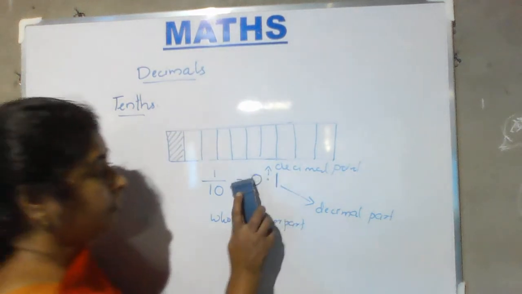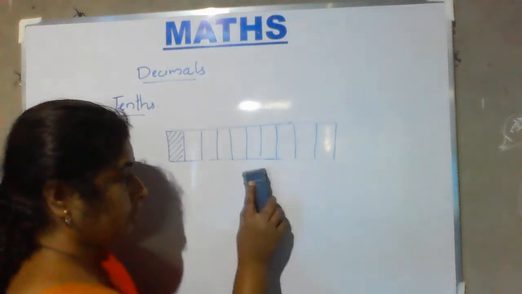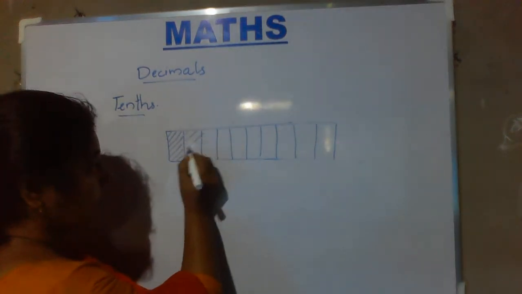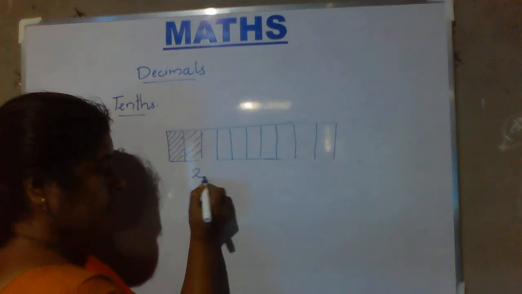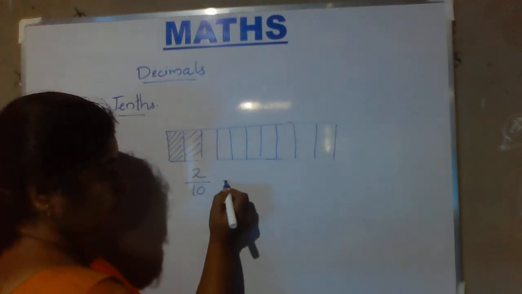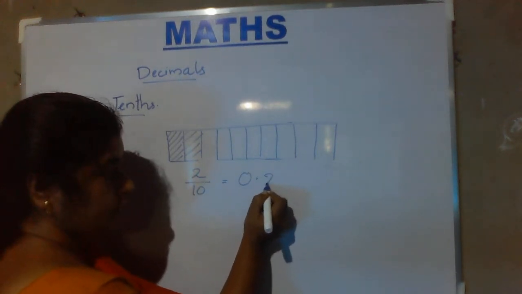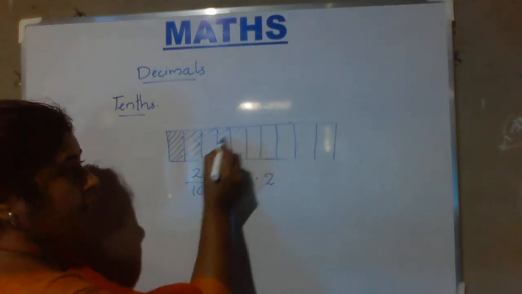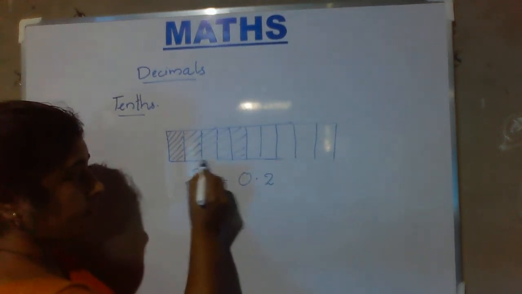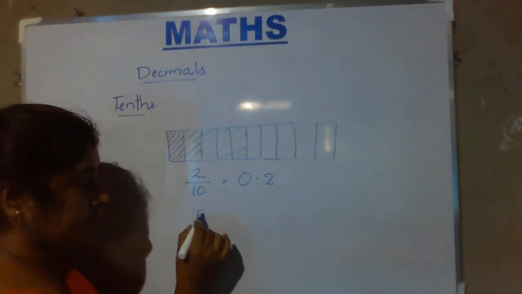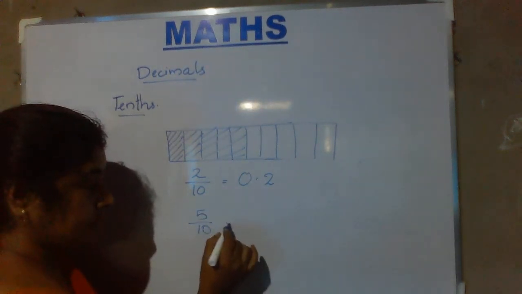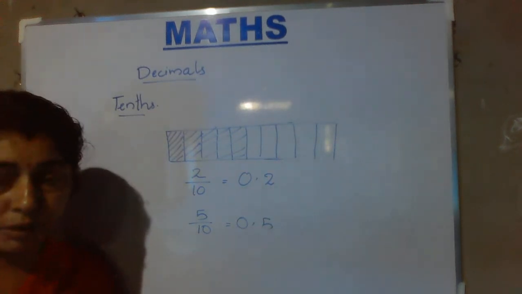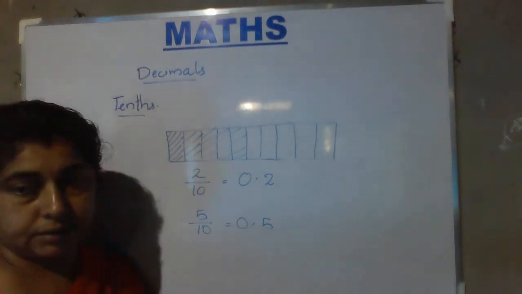Understand? Then if you take two parts from these 10 equal parts, we can represent this as 2/10. So we can express this as 0.2. And if you take 5 parts from these 10 equal parts, we can express this as 5/10. That is 0.5. These are tenths.